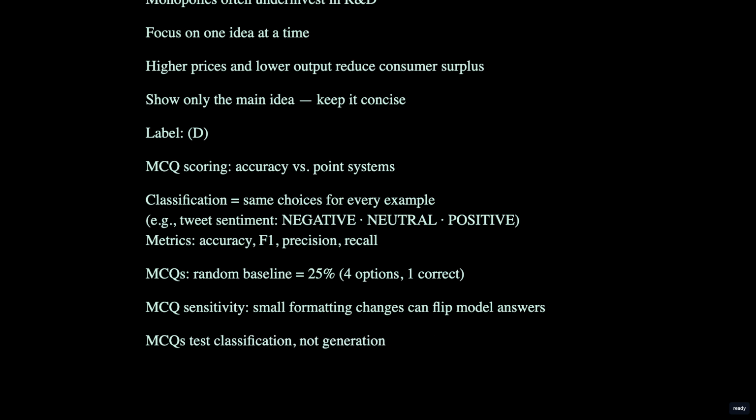Multiple choice benchmarks measure whether a model can pick the best answer from given options, essentially a classification task. That makes them useful for checking factual knowledge and some reasoning, but they don't capture open-ended generation skills like summarization, translation, or essay writing. In the next section, we'll look at evaluation methods that better target those generative abilities.